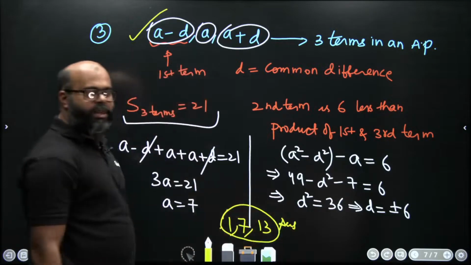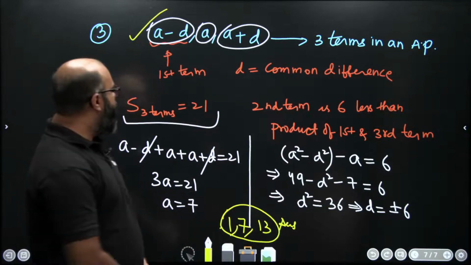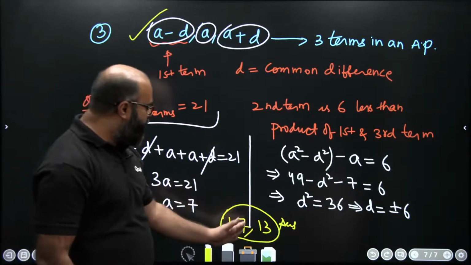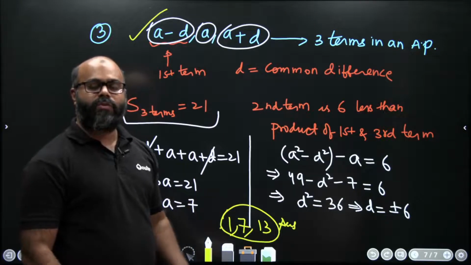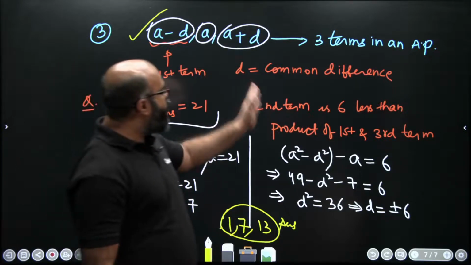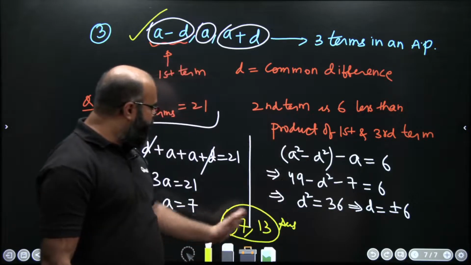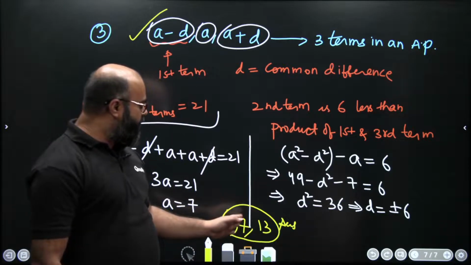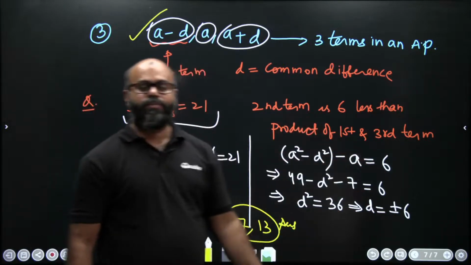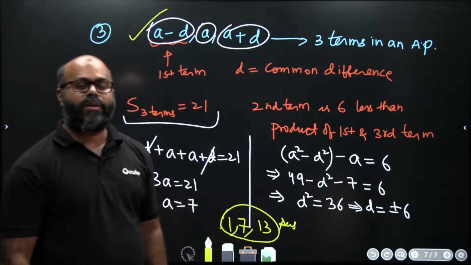You can cross check whether you have done the question correctly or not. The sum of the terms 13 plus 7 plus 1 is of course 21, so it is fine here. What about the product of the first and the third term? 13 into 1 is 13. 13 minus 7 is 6. That is also correct here. So it is a correct calculation.